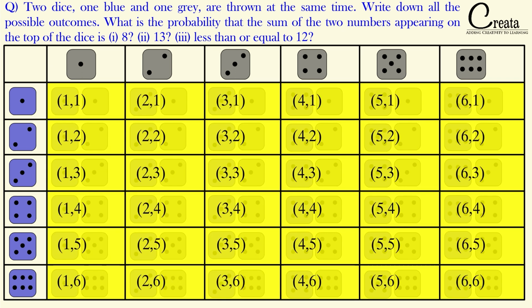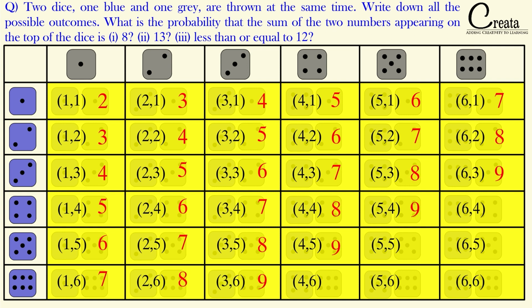Okay, the question is asking about the sum of the 2 numbers appearing on the top of the die. It means that we have to add all these numbers. Let's do the addition. The addition is not required to solve the question, but I am solving this for easy understanding and to make the question more visual. Okay. Let's check the first condition.